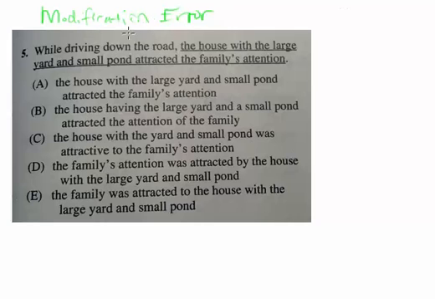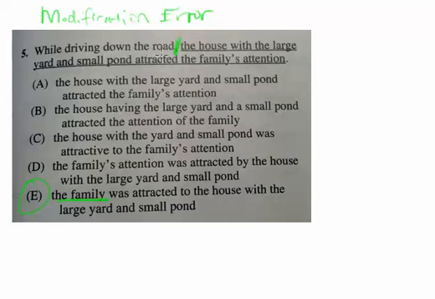So let's read it. While driving down the road, the house with the large yard and small pond attracted the family's attention. So it might sound okay to you, but there is a modification error here. This one might be easier if I explain it in reverse. So the right answer is choice E because we have to put the thing that this phrase is modifying right after the phrase. In other words, this phrase is describing something or someone driving down the road, but we don't know what it is. So by the time we get to the end of this phrase in the sentence, we don't know who's driving down the road.